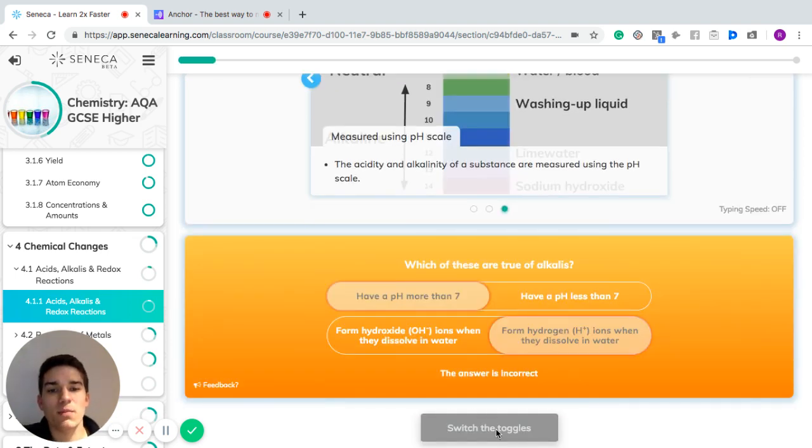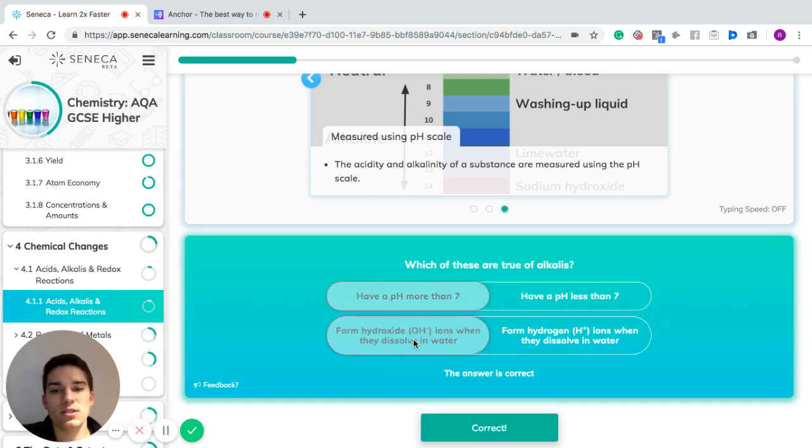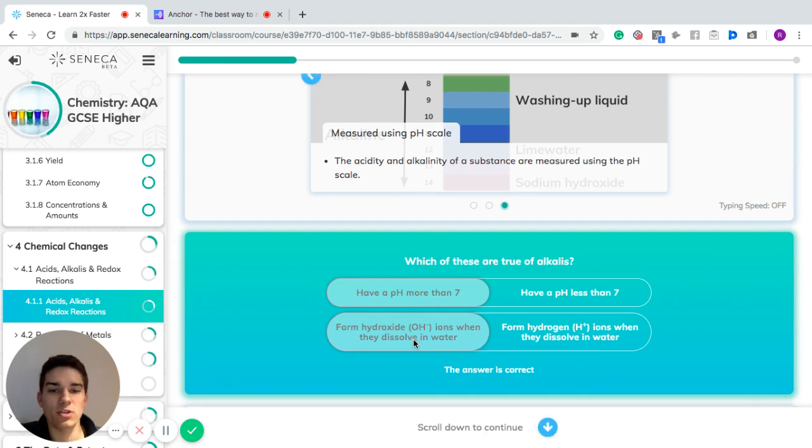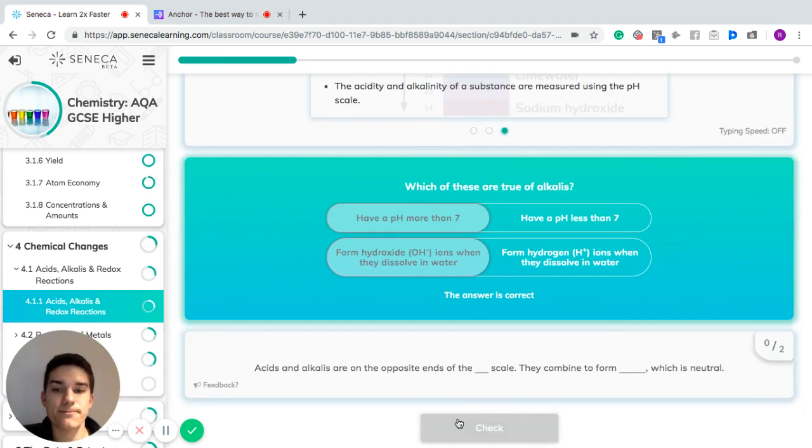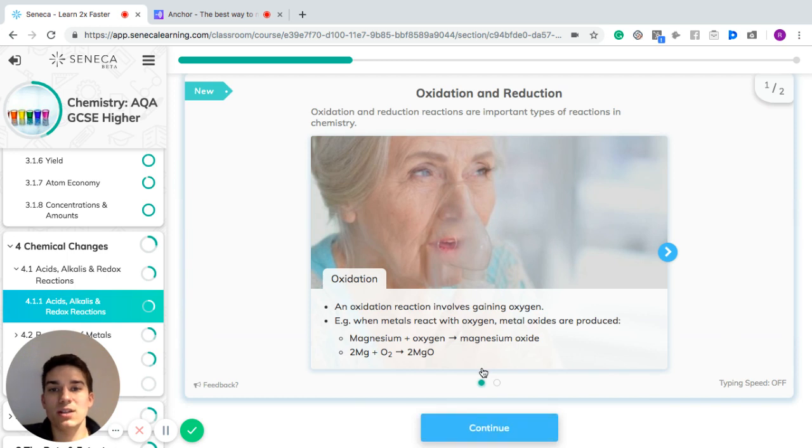So if we think about recapping some of that, which of these are true of alkalines? Remember, the pH has to be more than 7, and they form hydroxide ions when they dissolve in water. Remember, hydroxide ions are OH-. Now, acids and alkalines are the opposite ends of the pH scale, and they combine to form water, which is neutral. Another example of something which is neutral would be the blood running around your body.